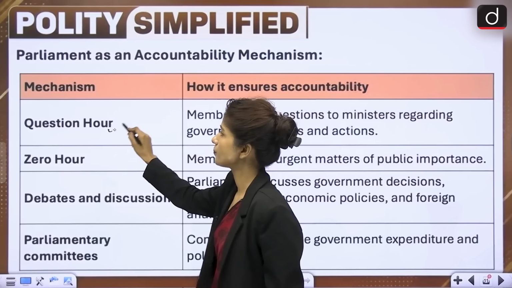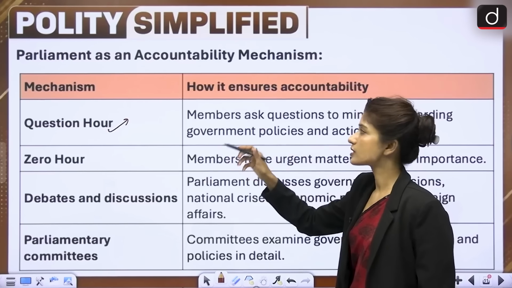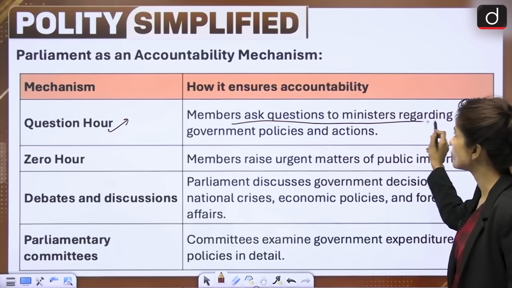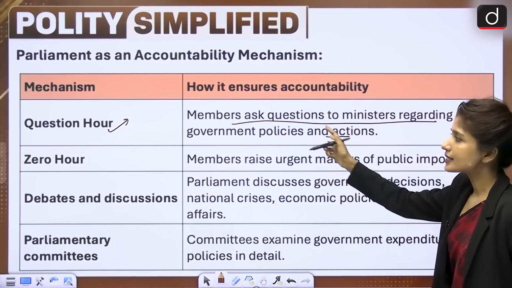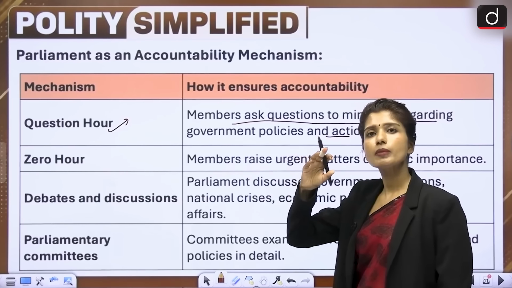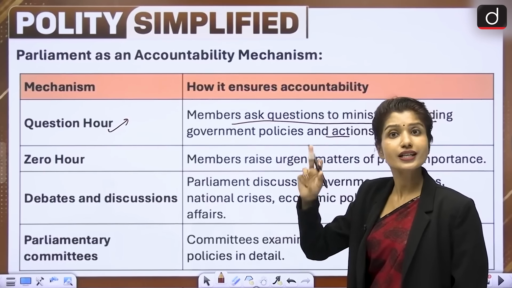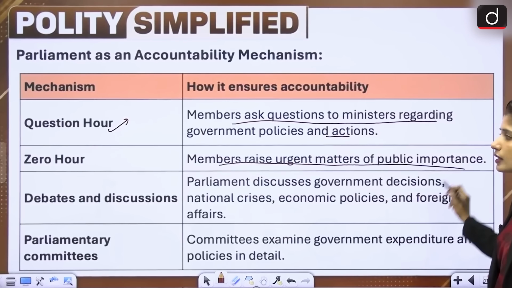First is question hour, which, as the name suggests, is when questions will be asked. So members ask questions to ministers regarding their policies, as we have discussed, and actions. Second is zero hour. Now see how you can remember it: before everything becomes zero, let's talk about it. So it is urgent. In zero hour, members raise urgent matters of public importance.